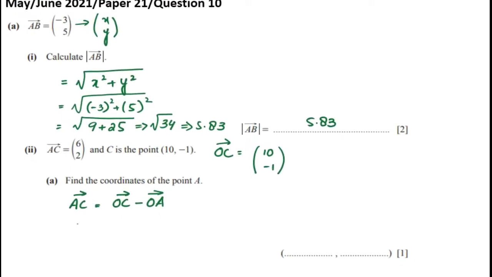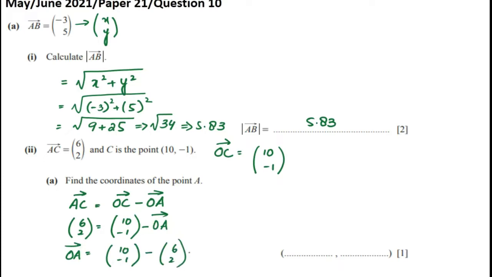So AC, (6, 2), is equal to OC, (10, -1), minus OA. Now we will shift OA on the left hand side and AC on the right hand side. So (10, -1) minus (6, 2). Now when we subtract this, 10 minus 6 is equal to 4 and -1 minus 2 is equal to -3. So we have got the coordinates of A as (4, -3).